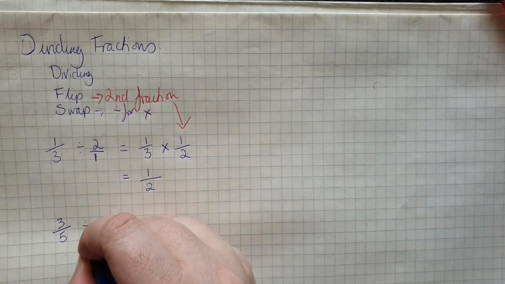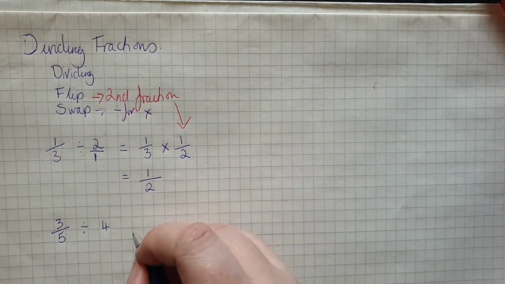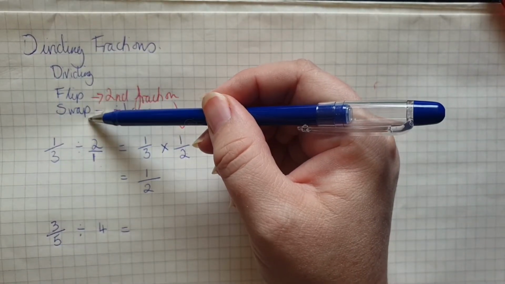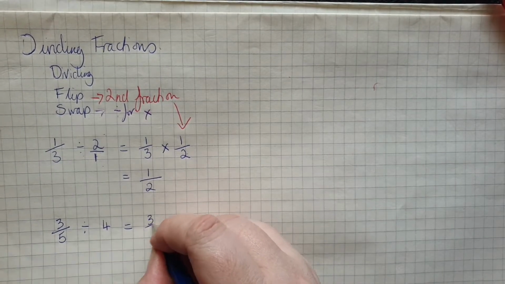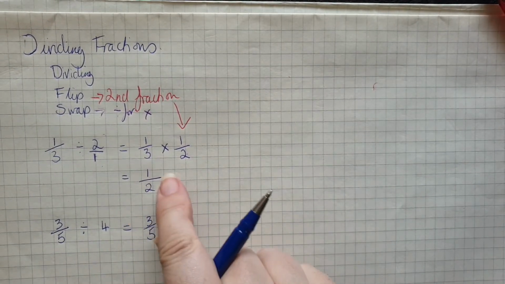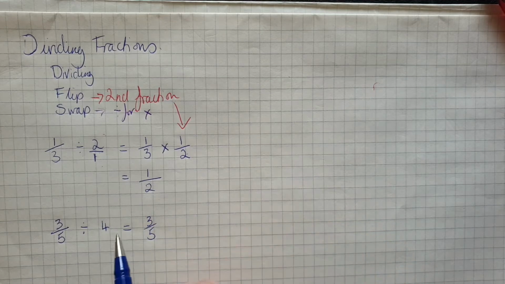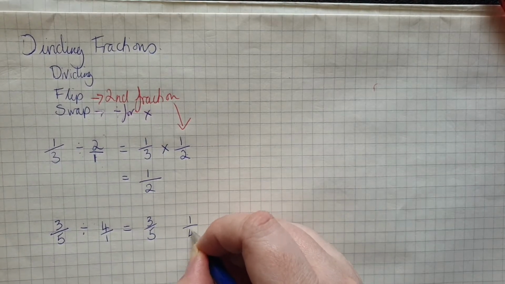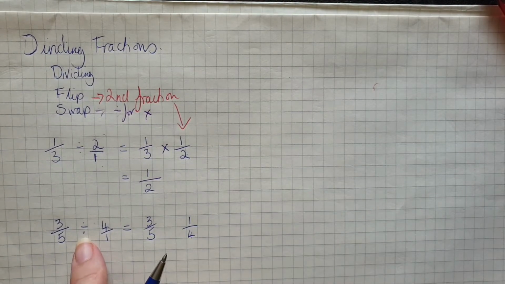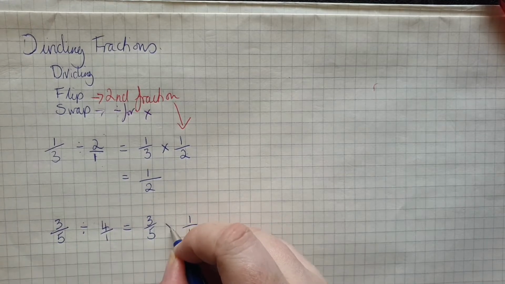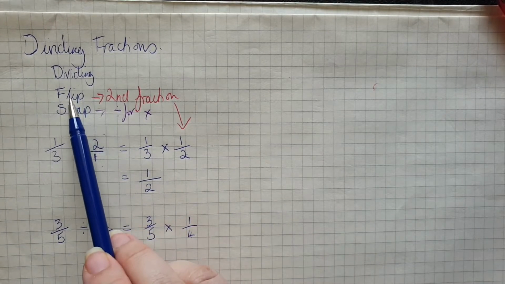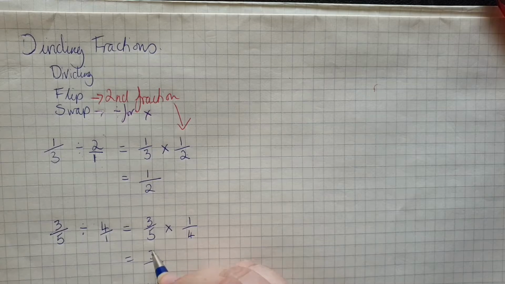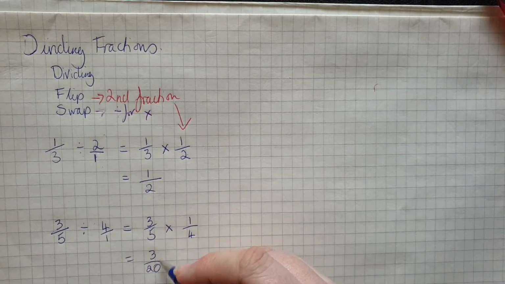3/5 divided by 4. Again, when we're dividing, we flip and we swap. So the 3/5 stays the same. We're going to flip or find the reciprocal of the second fraction. And then we're going to swap the divide for a multiply. When we're dividing, we flip and swap. 3 times 1 is 3. 5 times 4 is 20. 3/20.